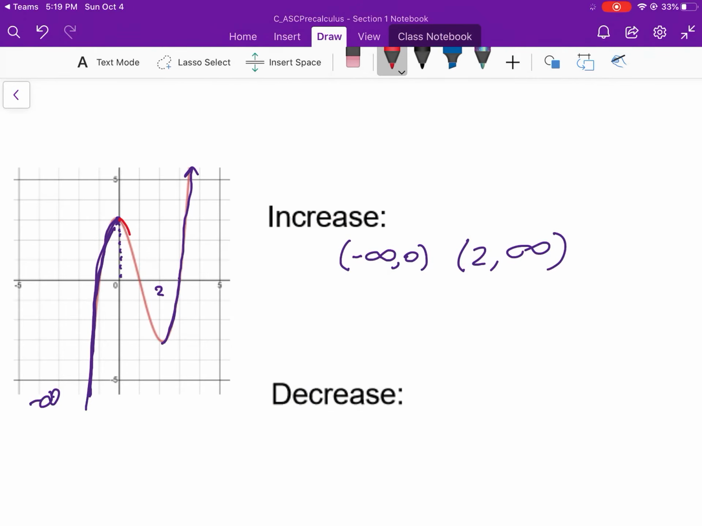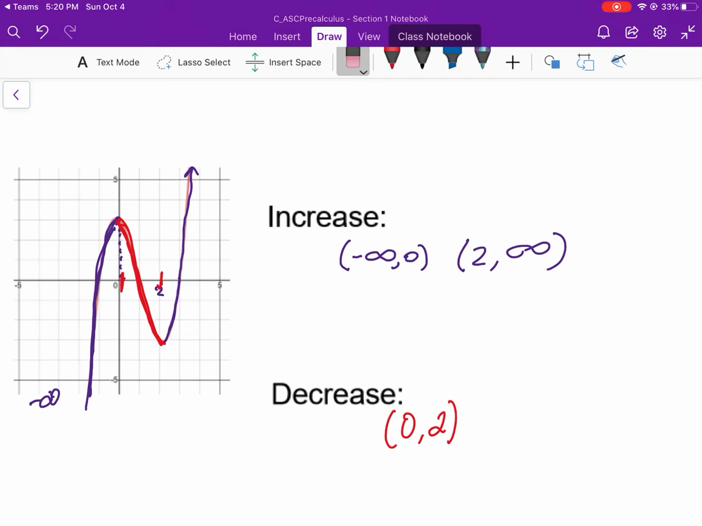Okay, so now this section is where it's decreasing. Notice those x values are between 0 and 2, right? So between 0 and 2 is where the function is decreasing because it's going down. Notice that the endpoints match up. The 0 of the increase starts the 0 of the decrease, and the 2 of the decrease starts the 2 of the increase. You have to account for all the x values, okay?